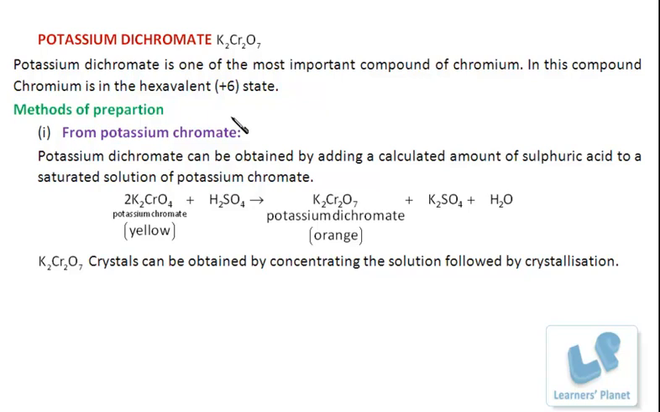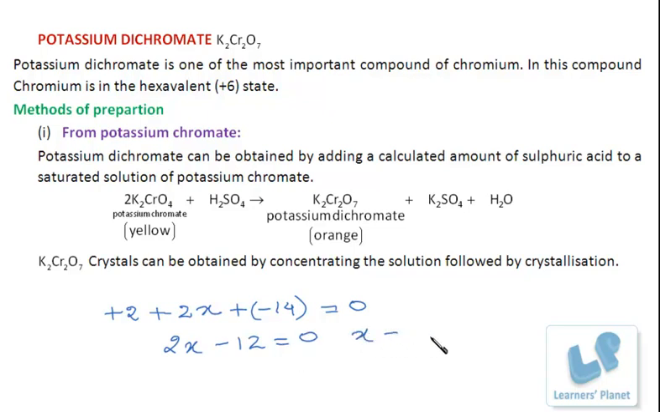And secondly, in this compound, the chromium is in the hexavalent state. Let's find out the oxidation state of chromium here. The oxidation state of potassium is +1, so it will be +2 over here, plus 2x, plus -14 because the oxidation state of oxygen is -2, and that is equal to 0 as it is a compound. What will be the value of x? It would be 2x - 12 = 0, or x = +6.